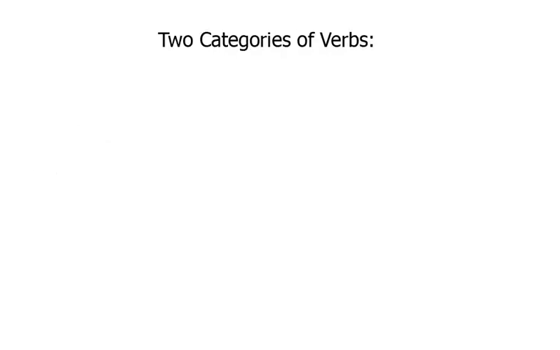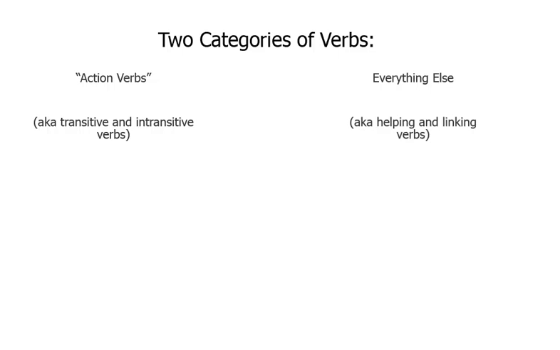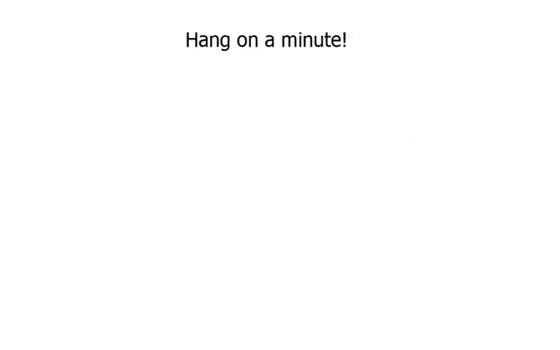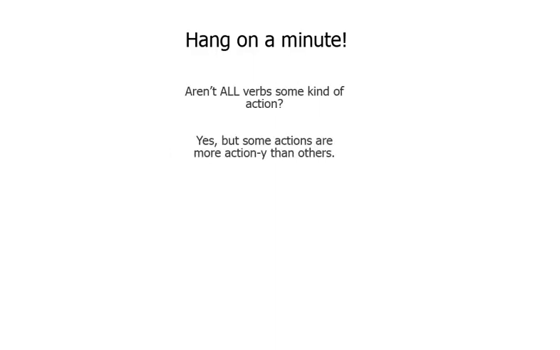Verbs are generally divided into 2 categories: action verbs, which can be transitive or intransitive, and then everything else, which includes the linking and helping verbs. Now, you may be wondering, hey, didn't you just say about 30 seconds ago that all verbs are a kind of action? And yes, I did. But when we talk about verbs, we divide them into verbs that are expressing an active action versus verbs that express a more passive state of being.